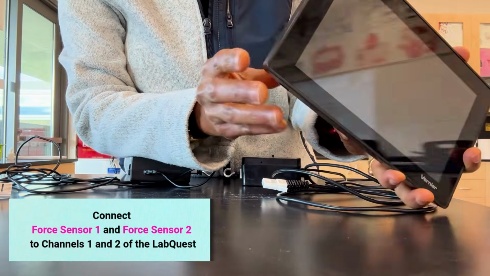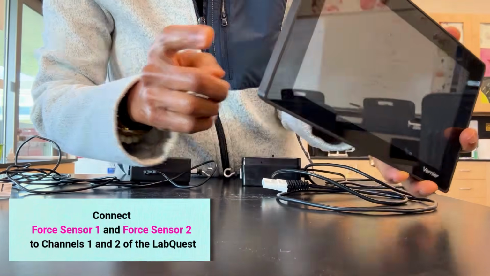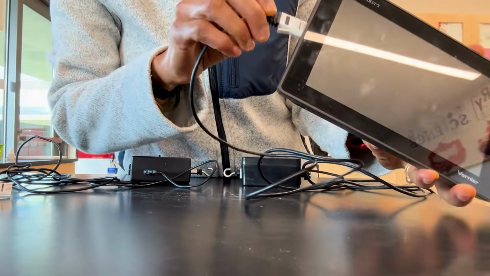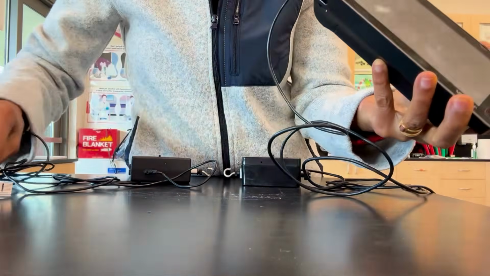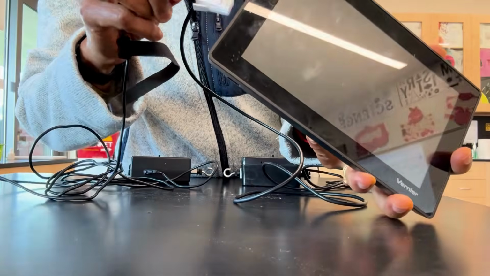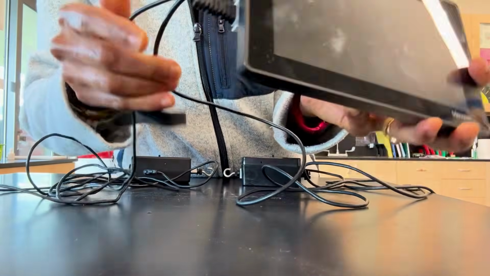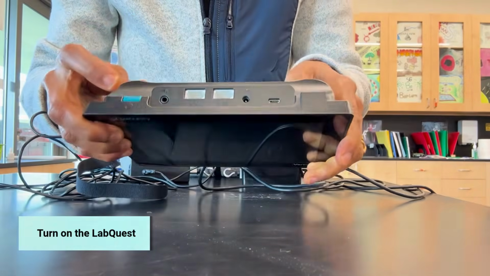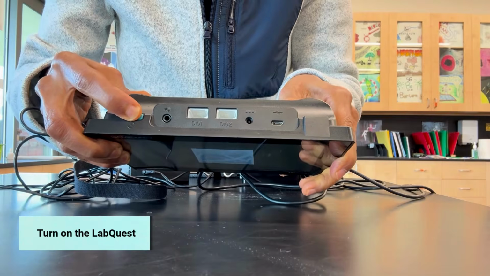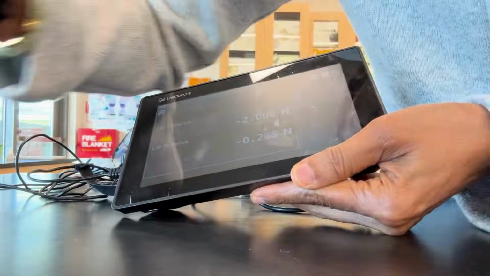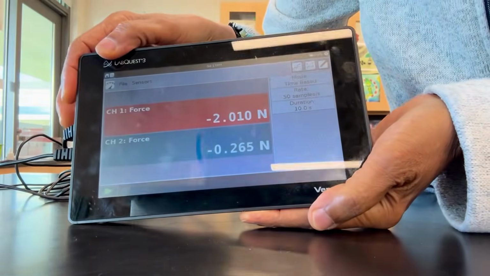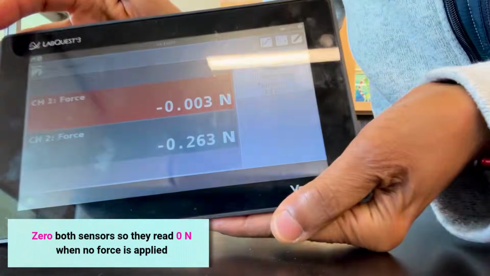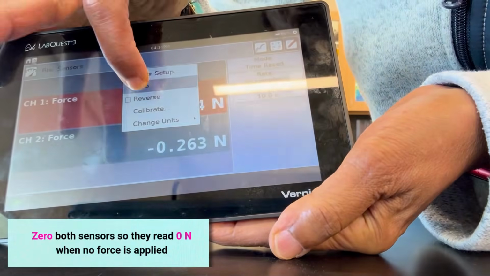Connect force sensor 1 and force sensor 2 to channels 1 and 2 of the LabQuest. Turn on the LabQuest. You will see a red box and a blue box, showing that both sensors have been identified. Now, zero both sensors so they read 0 when no force is applied.